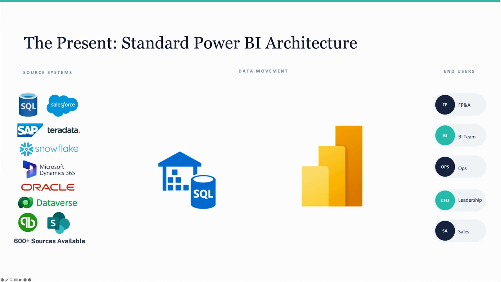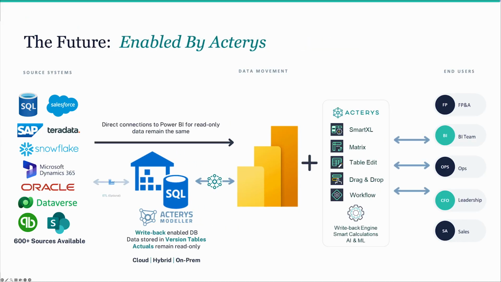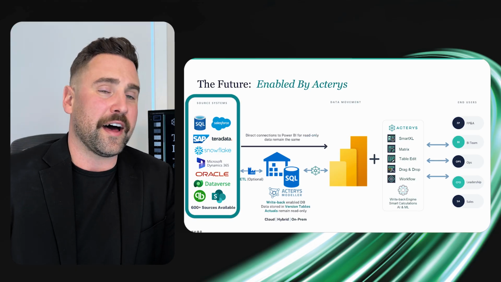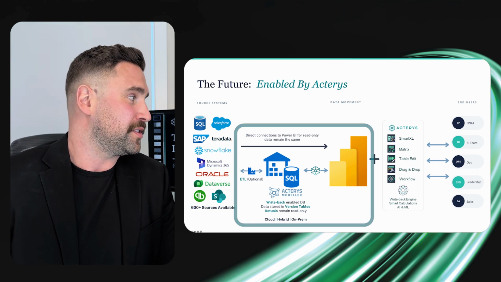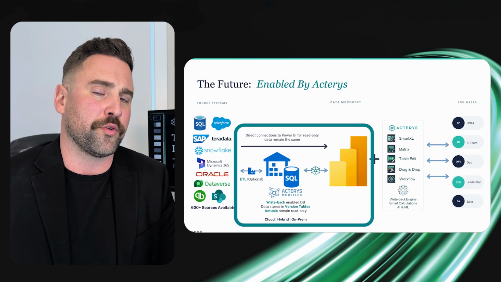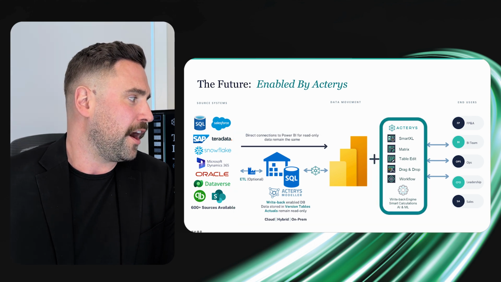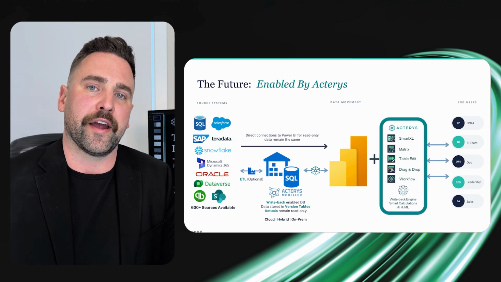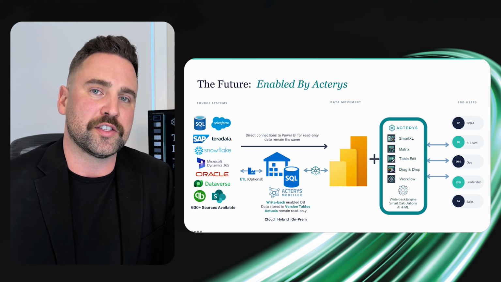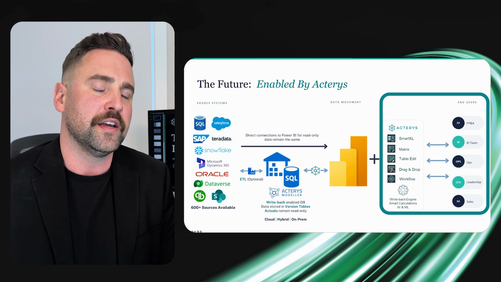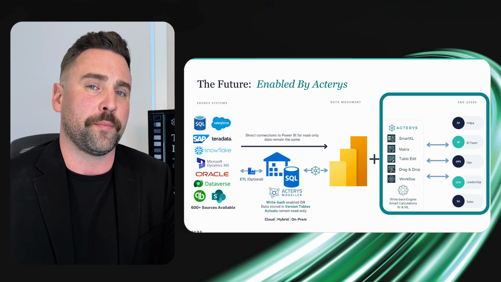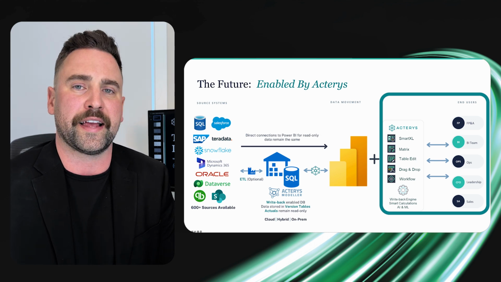But let's go ahead and have a look at what Acterys does a little bit differently. So here's what we call the future enabled by Acterys. You still have the same source systems you're using to report and plan on. You still may be bringing that actual data in through direct query, but now we're actually setting up a staging layer where you can make adjustments, you can create versions of data, and your end users can actually start to take action and turn Power BI from just a reporting tool into a true planning application.